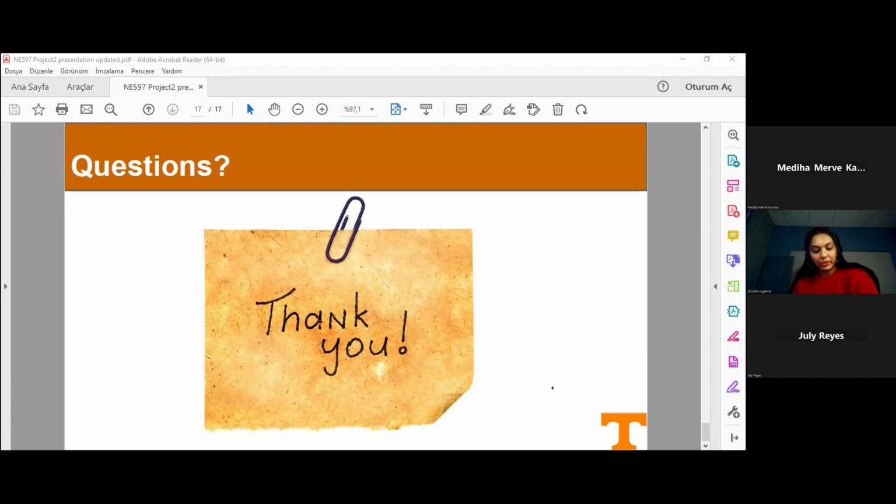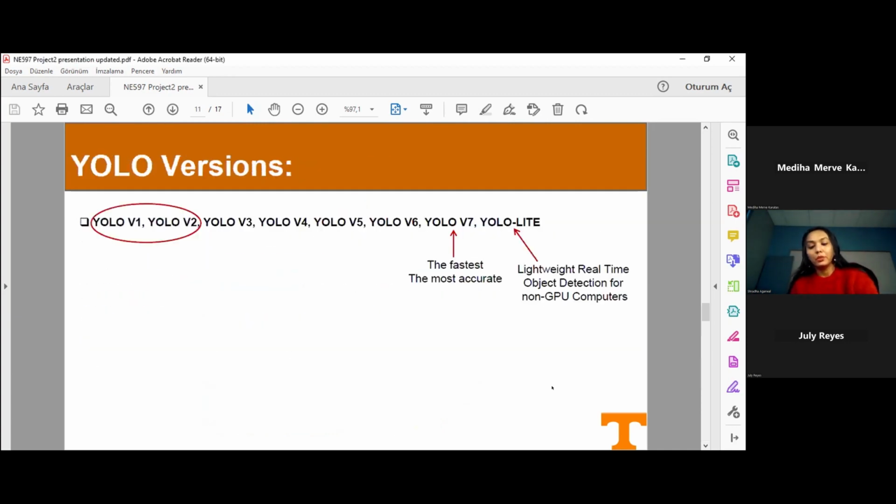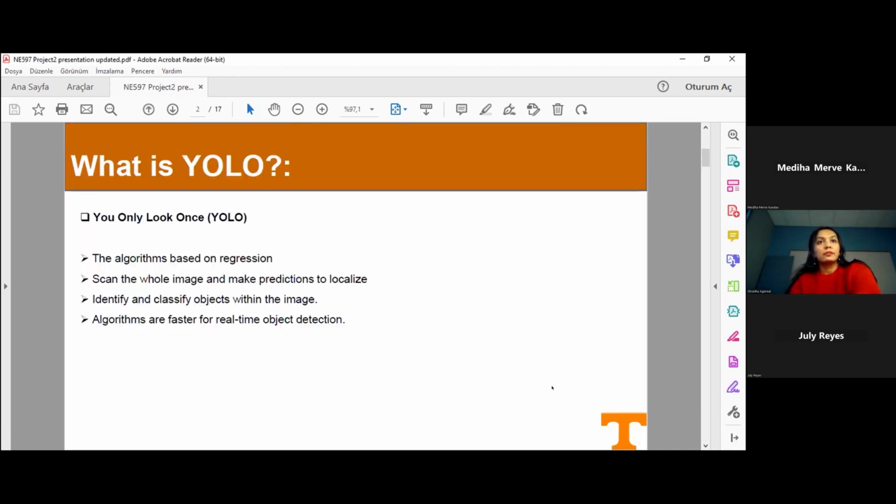First of all, why is YOLO called YOLO? You only look once. As I mentioned before, it's an algorithm based on regression, and it scans the whole image and makes the prediction localized. That's why I can say it's a single go: it directly scans the whole image, localizes, and does classification and detection at the same time. That's why it's you only look once.